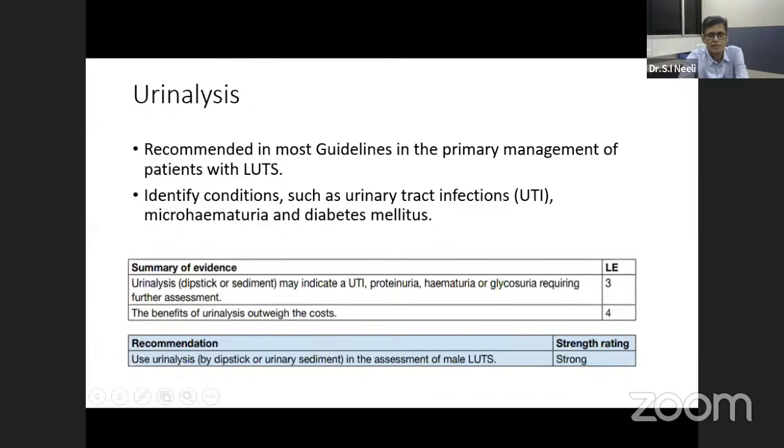Once we understand the patient's symptoms, next is to evaluate the patient. The most commonly recommended is the urine analysis. This will help us in ruling out glycosuria, microhematuria, and urinary tract infections. So even though it can be optional, and if the patient doesn't have any symptoms it can be omitted, it's not a very costly investigation. So most of the guidelines strongly recommend doing a urine analysis.